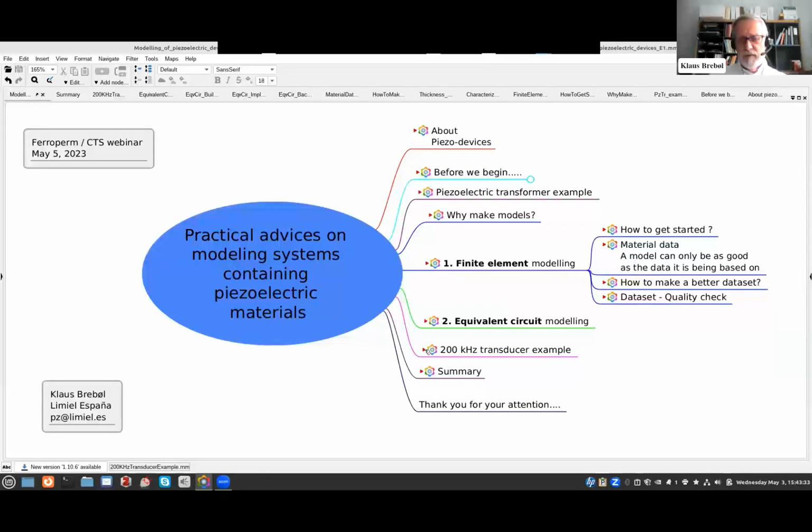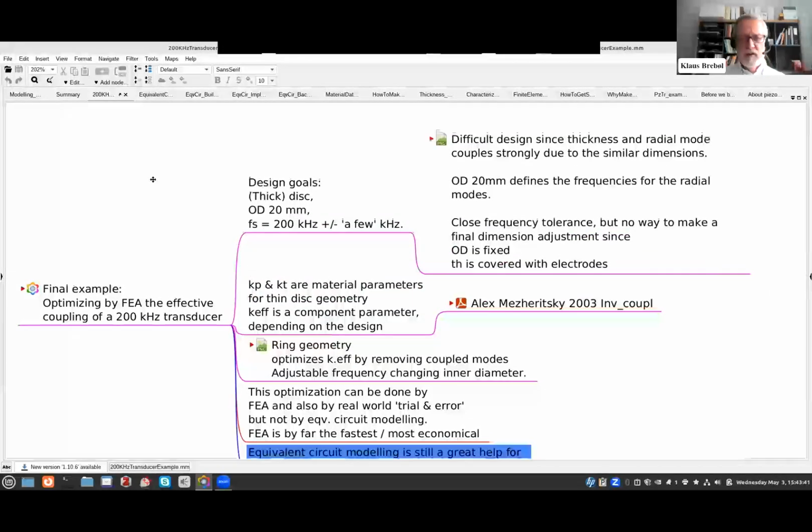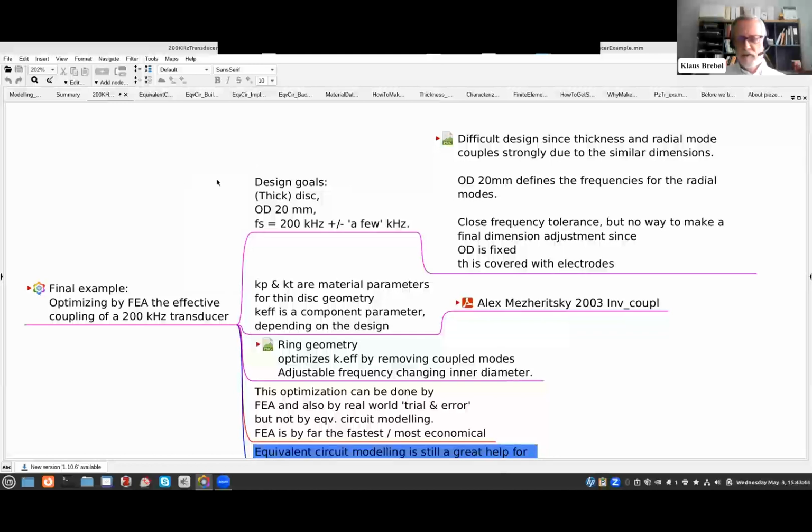As a final example of what you can do using modeling, I would like to show you an example of a 200 kilohertz transducer. I think Erling mentioned something like this in an earlier webinar. The topic, as I remember, was a disk 20 millimeters in diameter, and we should have a thickness mode of 200 kilohertz with a narrow tolerance. This is difficult because the 200 kilohertz means that the thickness will be around 10 millimeters. So 20 millimeters diameter, 10 millimeters thickness, those two modes are going to couple.